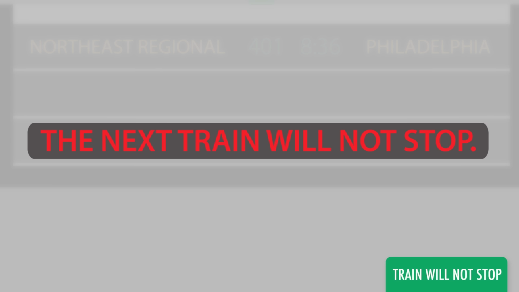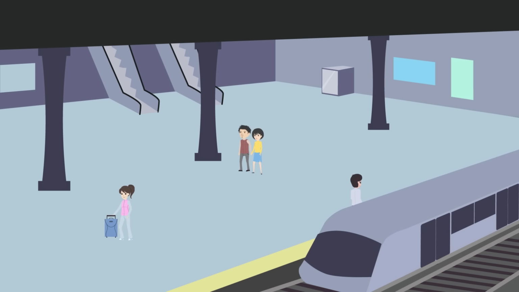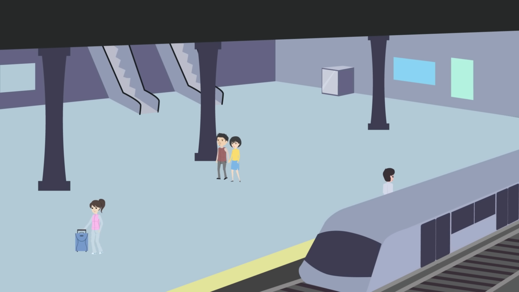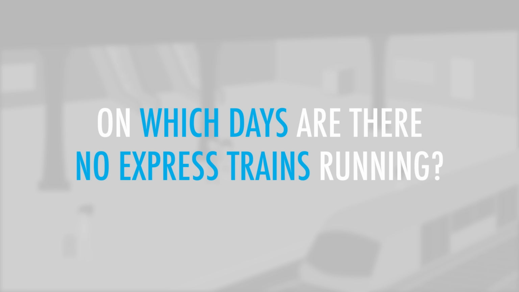The display reads, "The next train will not stop." You are at a train station where you're reading the train schedule for an express ticket that you've just bought. On which days are there no express trains running?